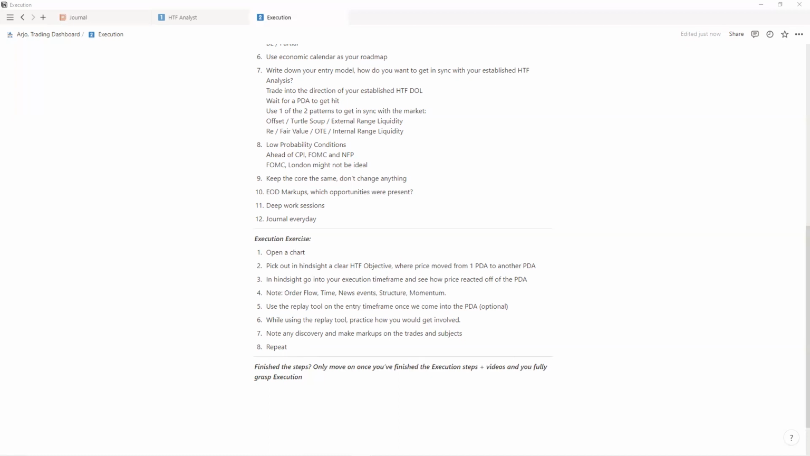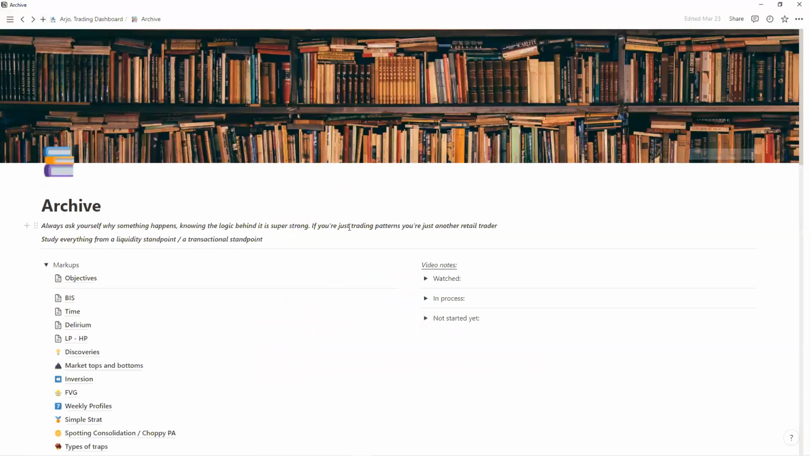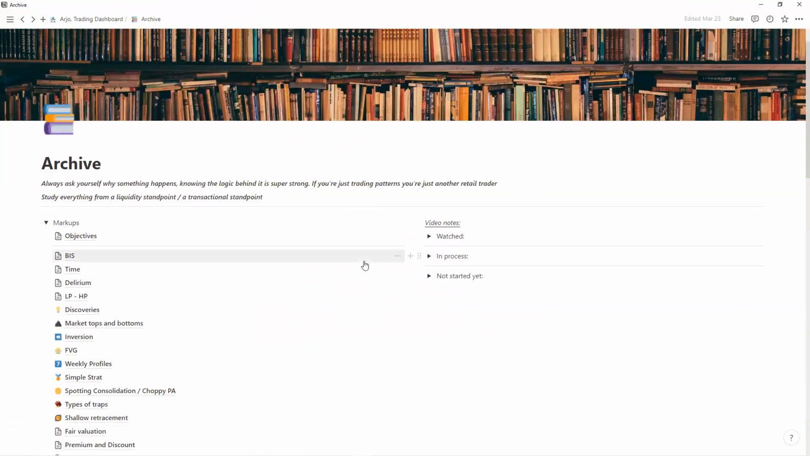Let me close this. So this is what deep work sessions look like. This is my archive. I've never shared this with anyone else, so please feel special. Always ask yourself why something happens. Knowing the logic behind it is super strong. If you're just trading patterns, you're just a non-retail trader. So form your own logic. Our philosophy pretty much speaks for itself.